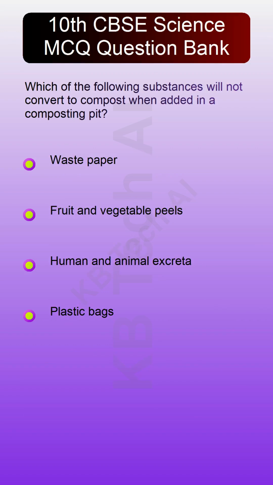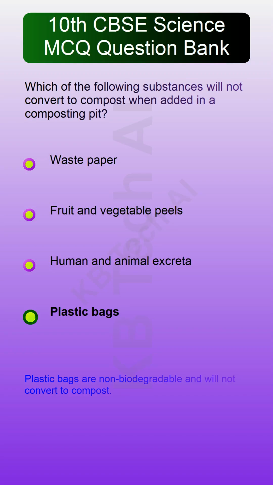Which of the following substances will not convert to compost when added in a composting pit? Option 1, waste paper, Option 2, fruit and vegetable peels, Option 3, human and animal excreta, Option 4, plastic bags. The answer is, Option 4, plastic bags.